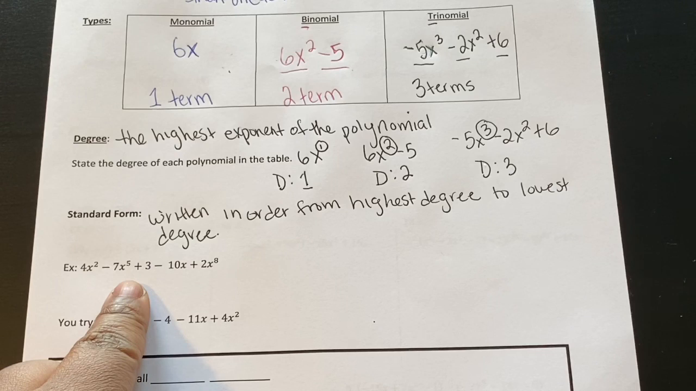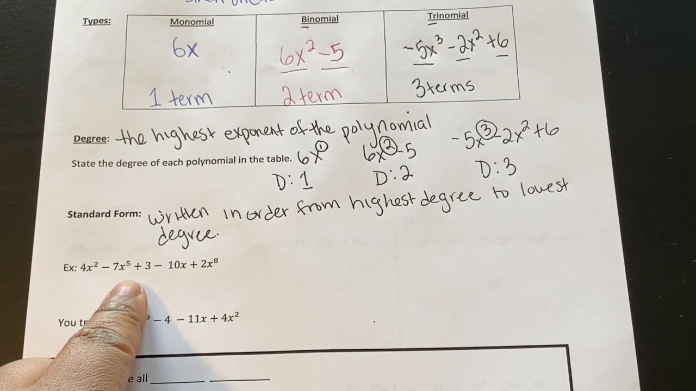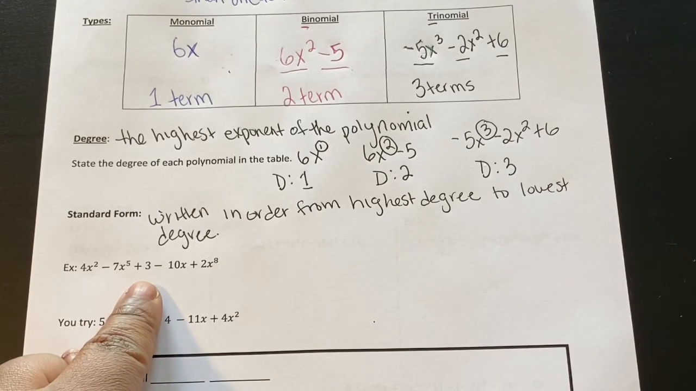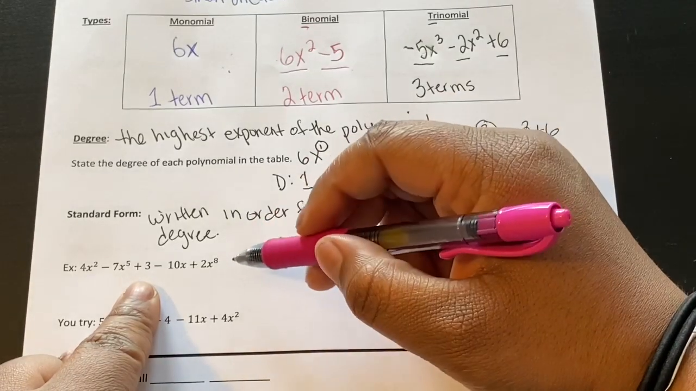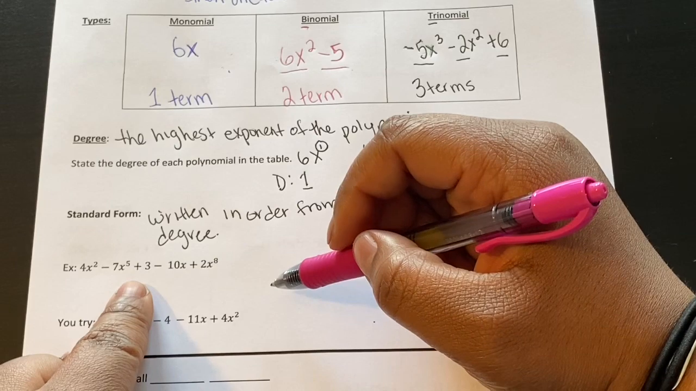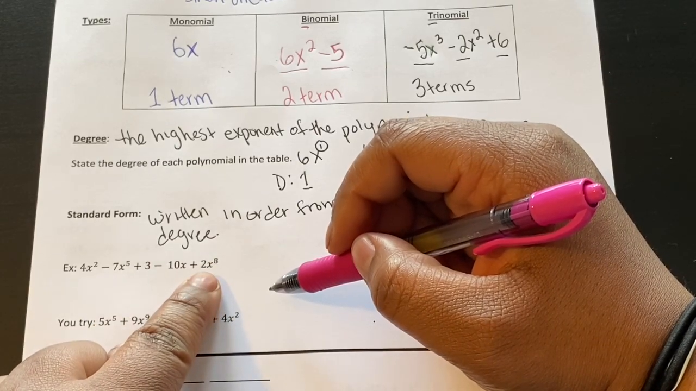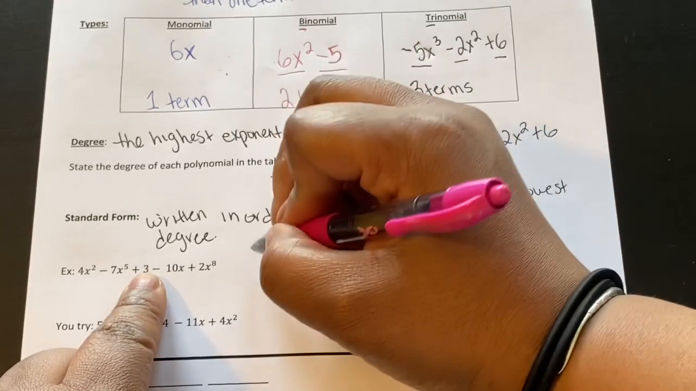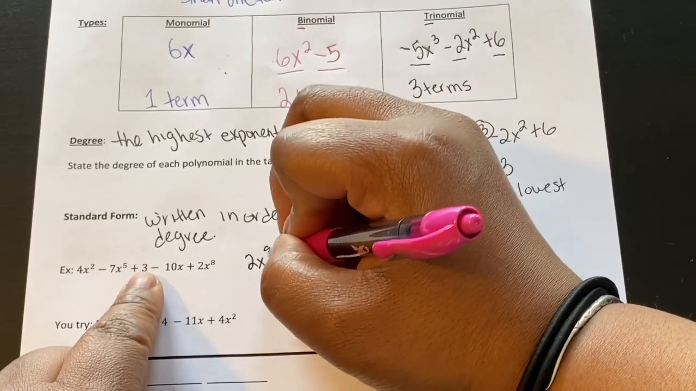For example, we have a polynomial 4x squared minus 7x to the 5th power plus 3 minus 10x plus 2x to the 8th. As you can see, they're not written in order. If I want to write this polynomial in standard form, I must write it from the term with the highest degree, which in this example is 2x to the 8th power, to the lowest degree, which would be 3. So it'll be 2x to the 8th power.